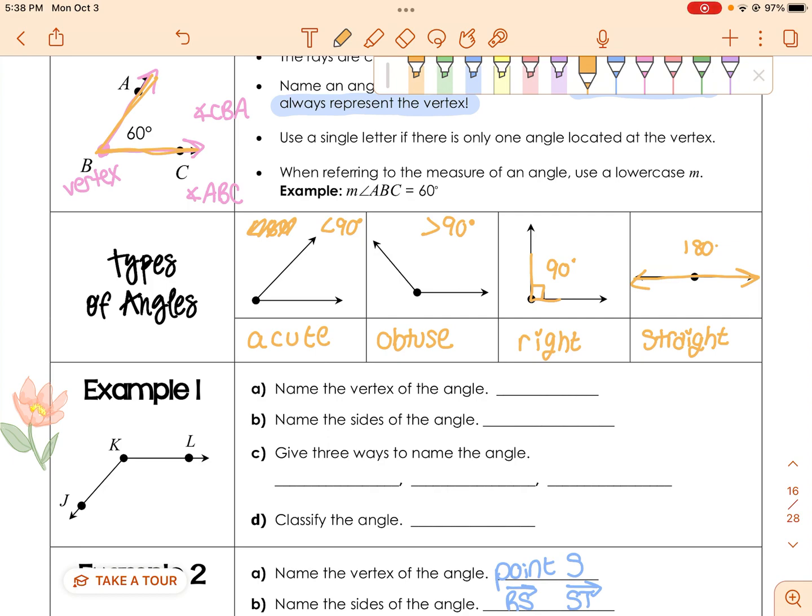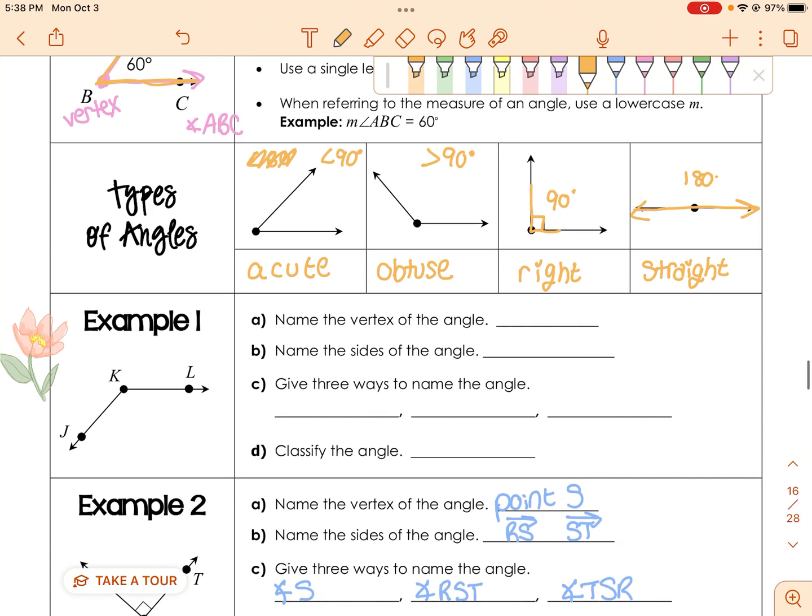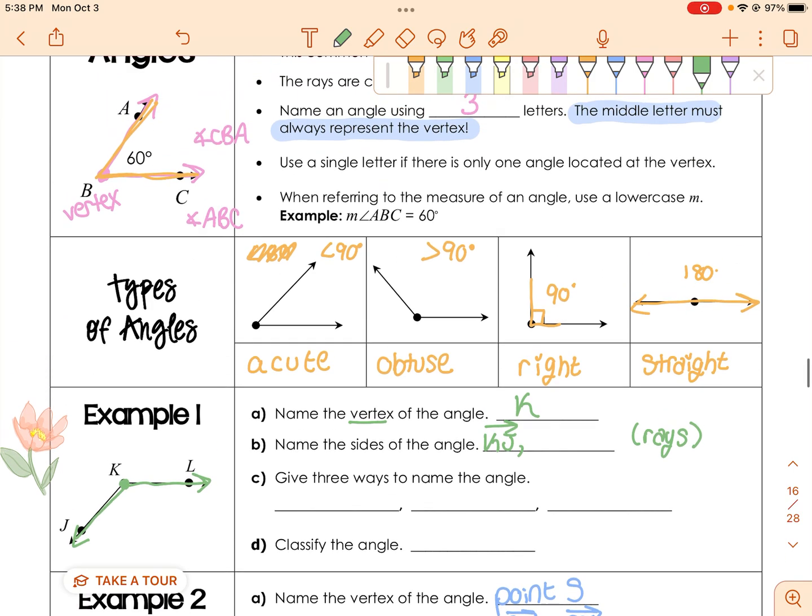If at any point you need to pause the video and catch up on the notes, that's totally fine. You have enough time. Okay, so if we look at this angle here, first of all, they want the vertex. The vertex is the middle letter, which is K. The sides are always going to be rays starting at the vertex. So one side would be ray KJ, and remember we draw a little ray symbol above it. The other side would be KL, and again we draw a little ray above that.